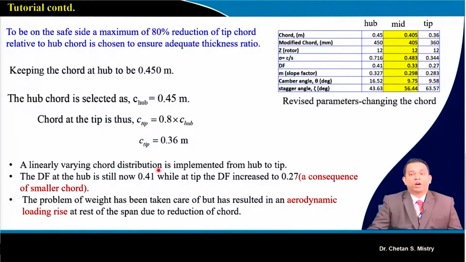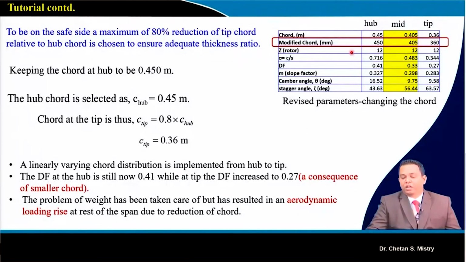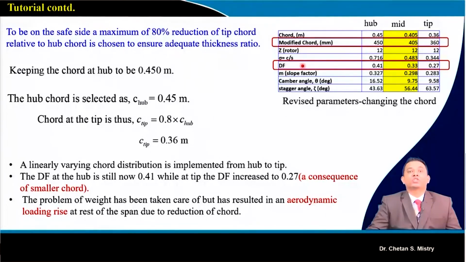My chord at the hub we have kept at 450 mm, and near the tip we have assumed the chord to be 80% of the hub chord, which gives my chord at the tip as 0.36. Here you can see the variation of my chord: 450 mm at the hub, 405 mm at the mid station, and 360 mm at the tip. Now when we modify our chord, our diffusion factor is going to change. Here my diffusion factor is coming to 0.41, and near the tip it is coming to 0.27.